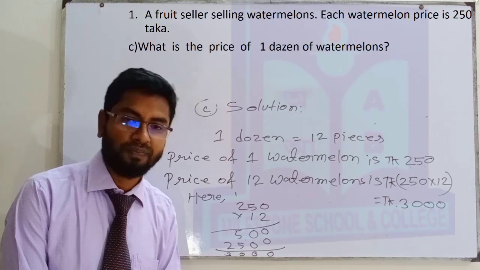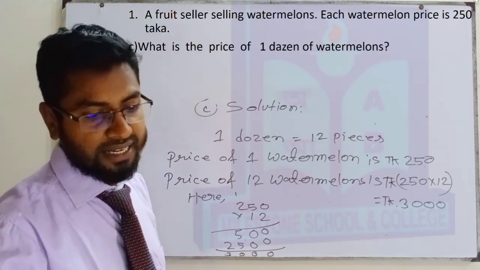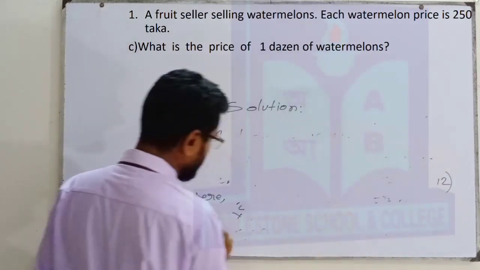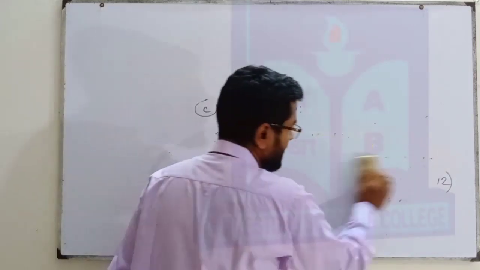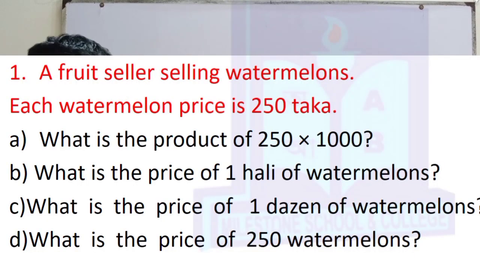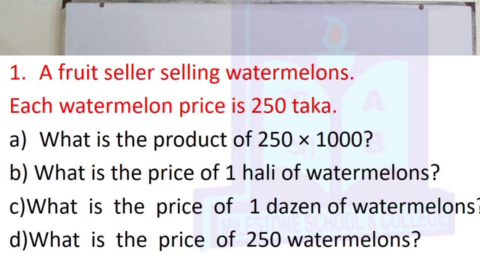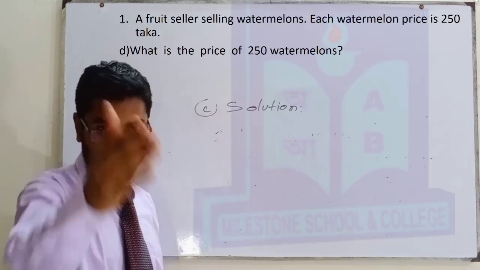Clear? Now the third one, number D. What is in D? Again you will read the stem. The price of 1 watermelon is how much taka? Yes, 250. That one you have to keep in your mind. Then you need to find out in D number 250 watermelons. What do you think? Is it easy? Okay, do it.